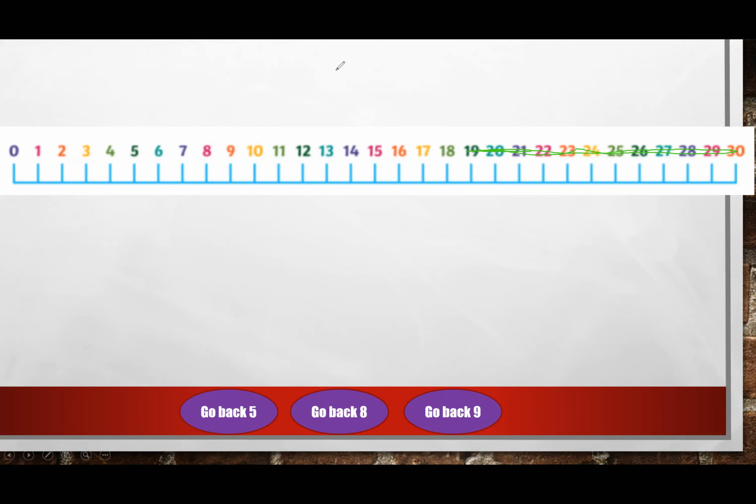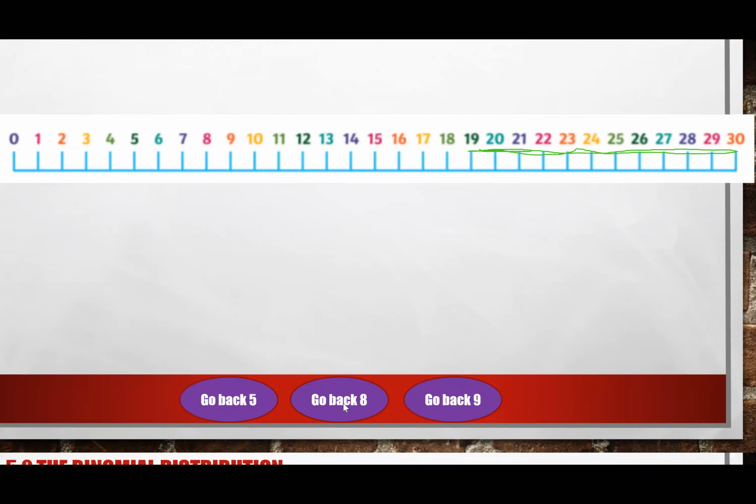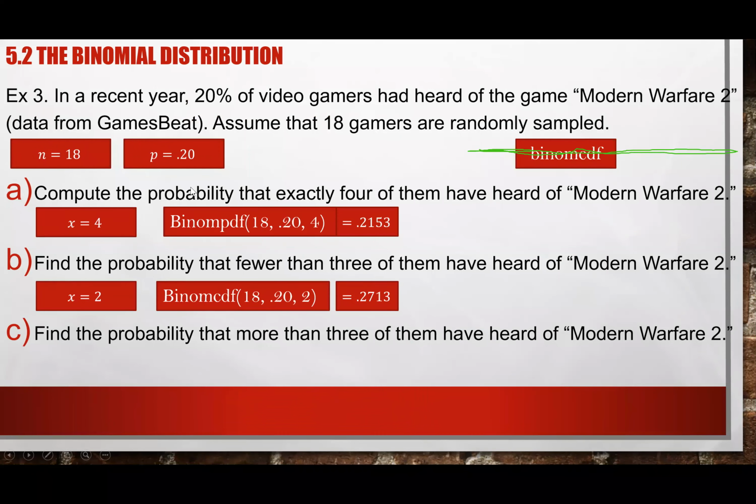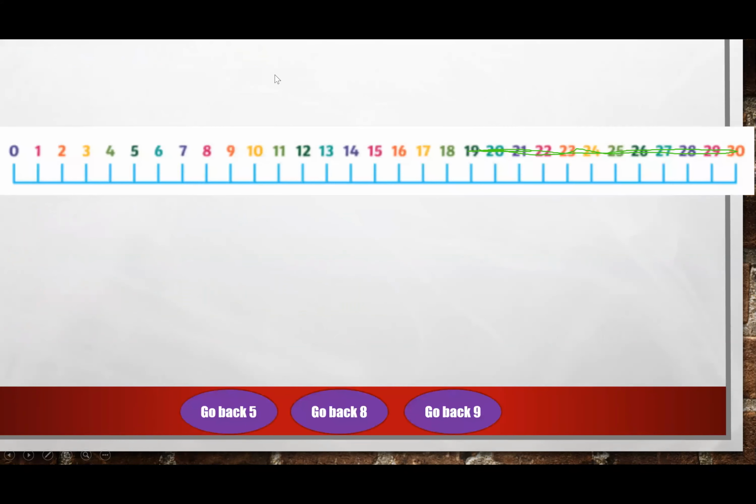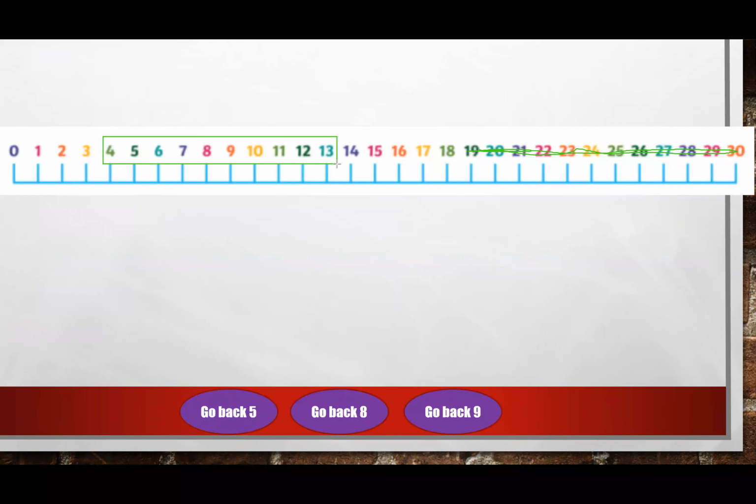And the question asks us to find the probability of more than 3 people, right? More than 3 people means 4 people, 5 people, 6 people, 7 people, all the way up to 18 people. Do you agree that this is the group of people that knows about this game? It's not more than 4 people, it's more than 3 people.